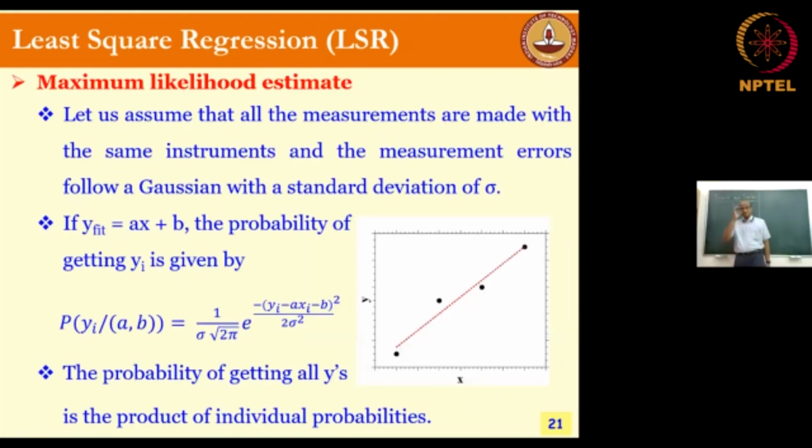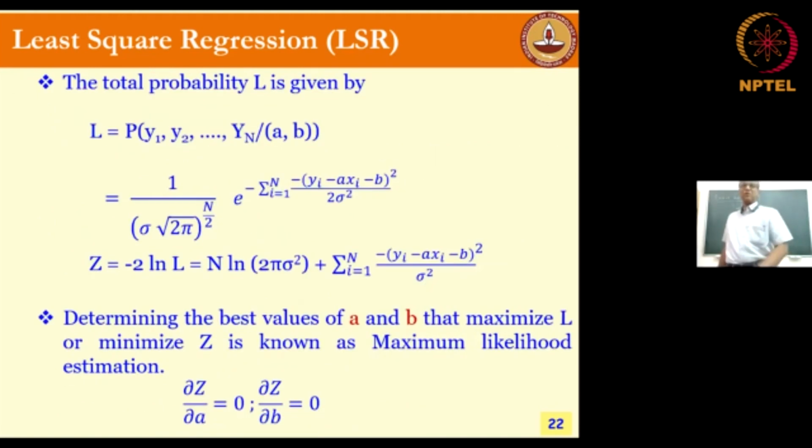Maximum likelihood estimate. Let us assume that all measurements are made with the same instrument and the measurement errors follow a Gaussian with a standard deviation of sigma. Suppose you want to fit a straight line, f of x equals ax plus b. The conditional probability p of yi, to get the temperature Ti for a given a and b, is given by the normal distribution function. The probability of getting all the points, y1, y2, y3, y4, is the product of all the probabilities, L.